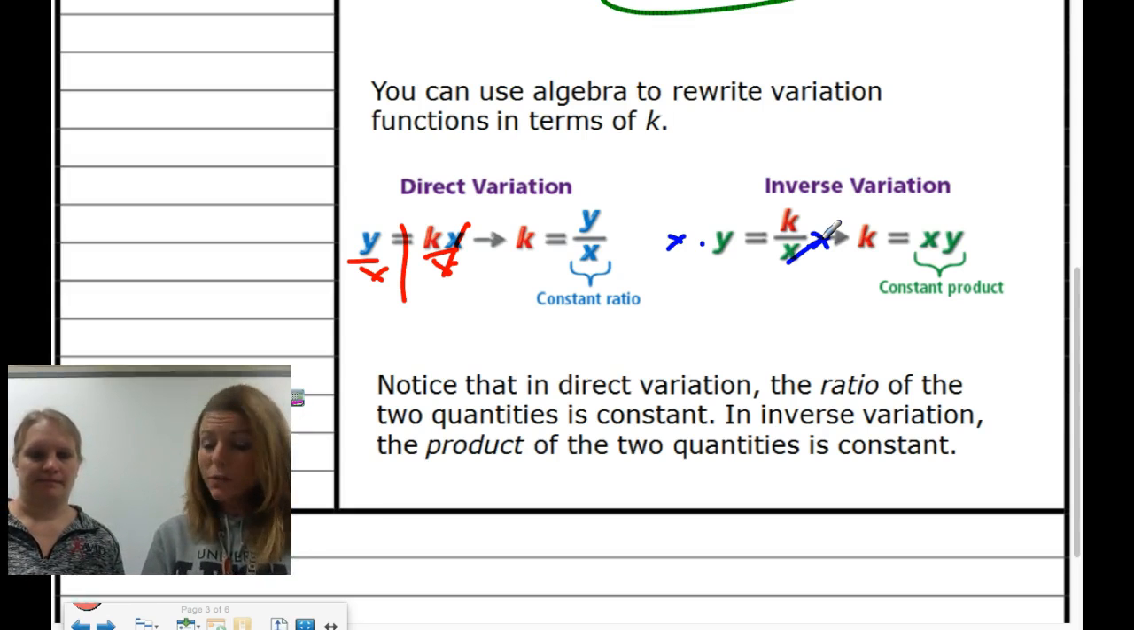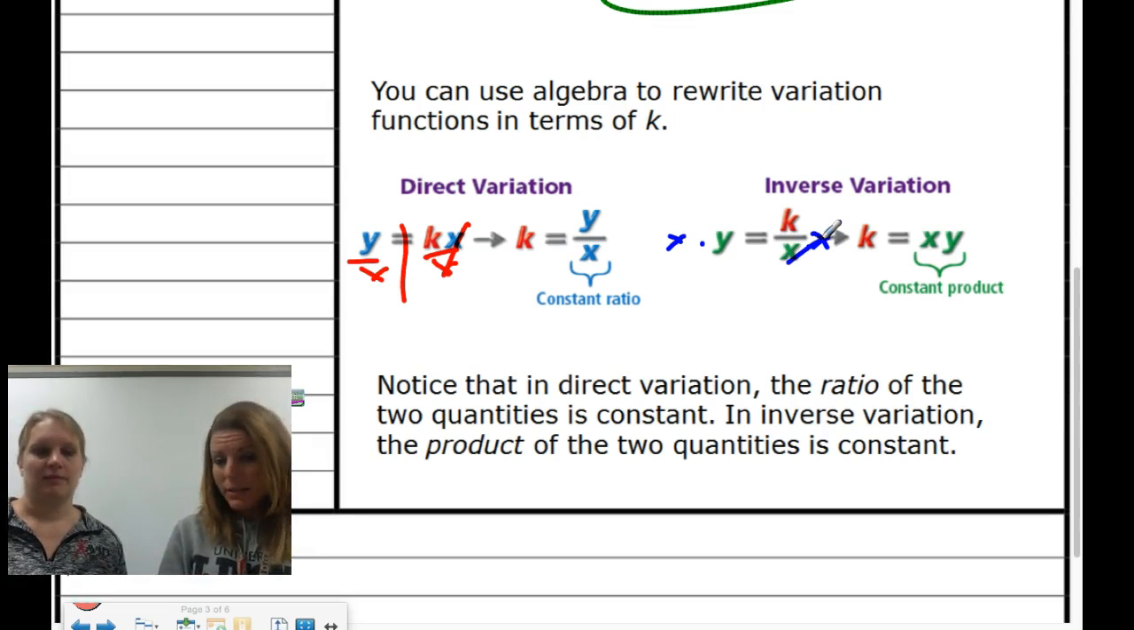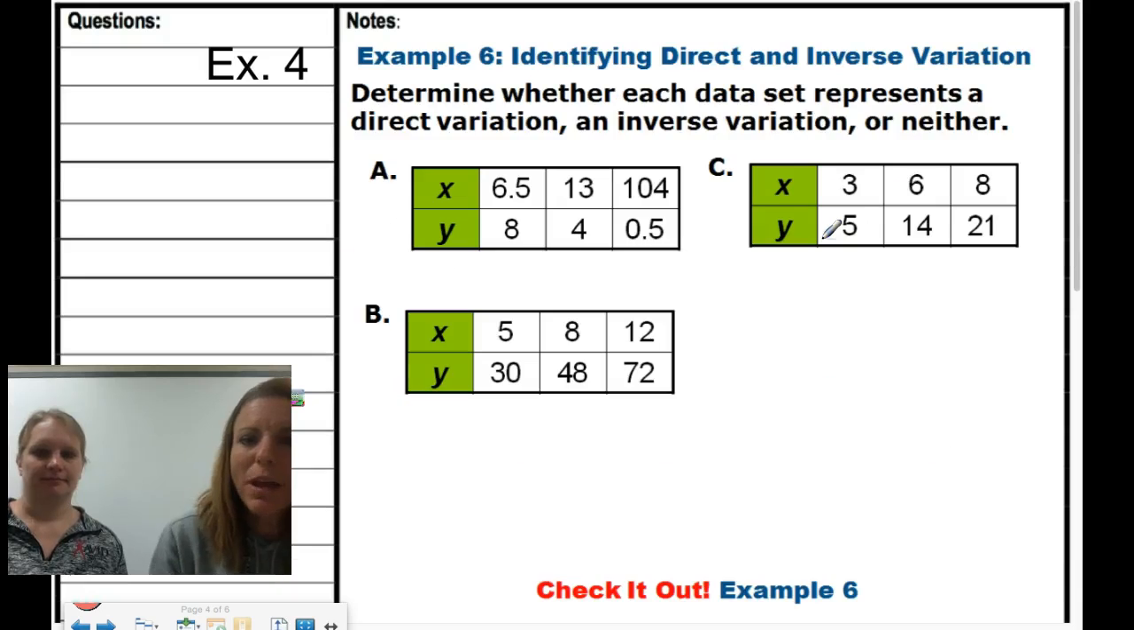Notice that in a direct variation, like I just said, the ratio is constant. In inverse variation, the product, the multiplication. So that's what you have to look for. Students get confused because they're used to inverse being a fraction, direct not being a fraction. However, when you're solving for k, it's kind of the opposite. It's the flip of it.